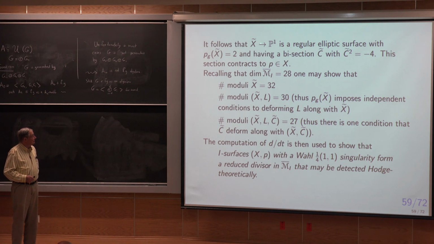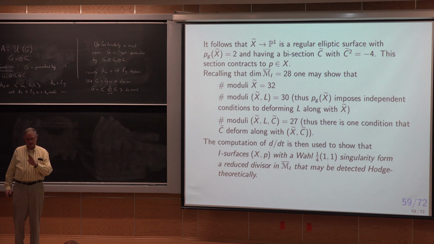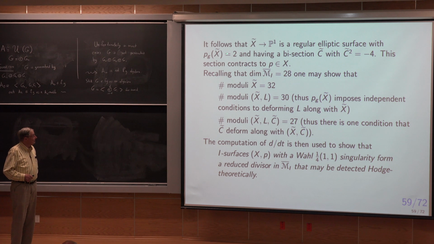So the desingularization is an elliptic surface. You haven't lost any of your holomorphic differentials in the limit, because it's a general fact that if you have finite monodromy, you don't lose any of your holomorphic differentials in the limit. Even though the surface becomes singular, those holomorphic two-forms in the limit remain holomorphic. So in the limit, you get an elliptic surface with pg equals 2, and it has a bisection coming down and blowing up that singular point.